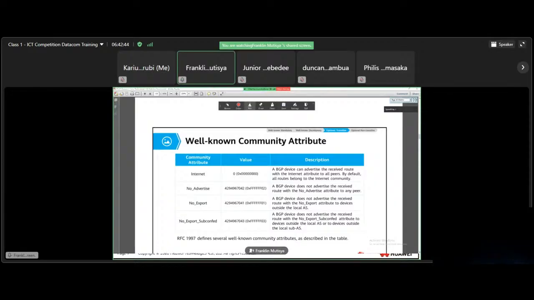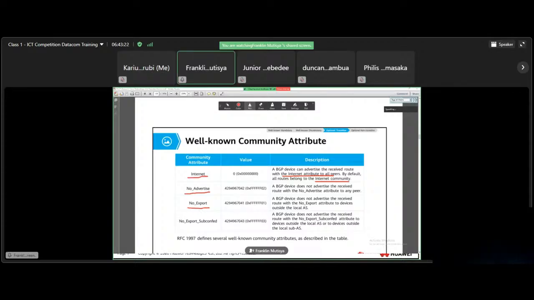If the community attribute indicates internet, that means a BGP device can advertise the received route with the internet attribute to all its peers. By default, all routes belong to the internet community and they are advertised to peers. If it indicates no advertise, once a BGP device receives the no advertise attribute, it does not advertise these routes to peers.